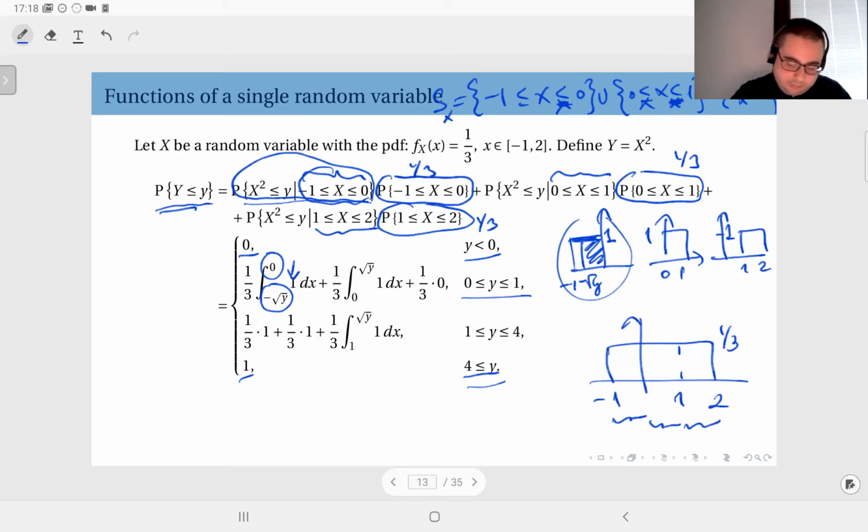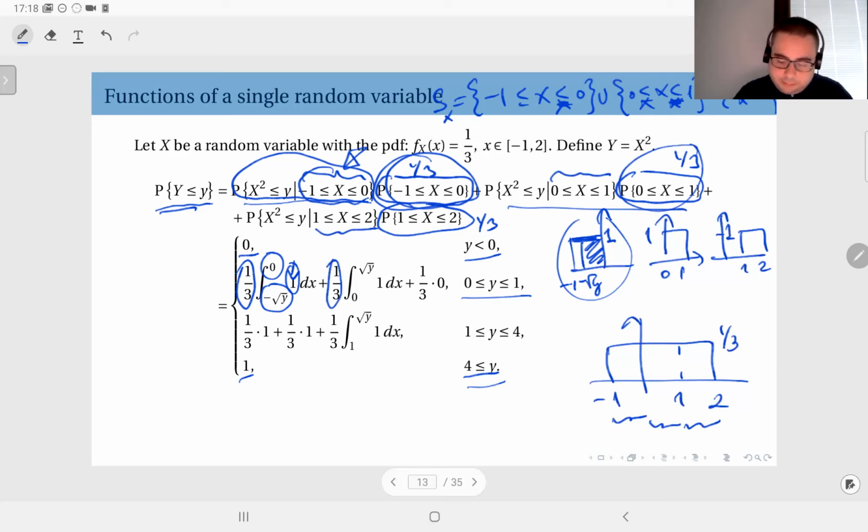And this 1 over 3 is this. It's not the PDF of x. The PDF is here, the conditional PDF, coming from this. And the second term here, again, this 1 over 3 appears here.